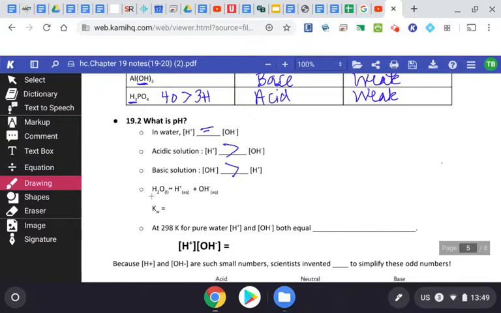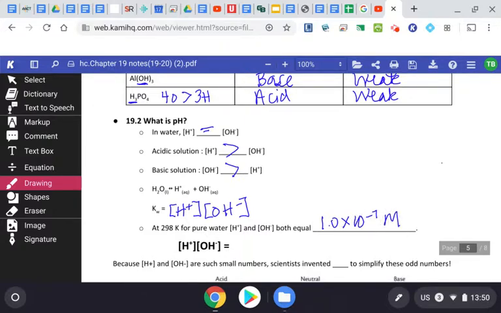Now, water has a very low ionization. It naturally ionizes, or breaks down, into the hydrogen ion and the hydroxide ion. So if we looked at writing the KEQ or KW for water, it's going to be the concentration of hydrogen times the concentration of hydroxide. We don't include our reactant of water here because it is a liquid. At 298 Kelvin for pure water, the concentration of hydrogen and the concentration of hydroxide both equal 1.0 times 10 to the negative 7th molar.